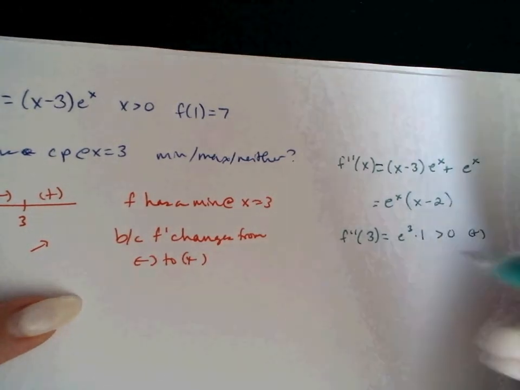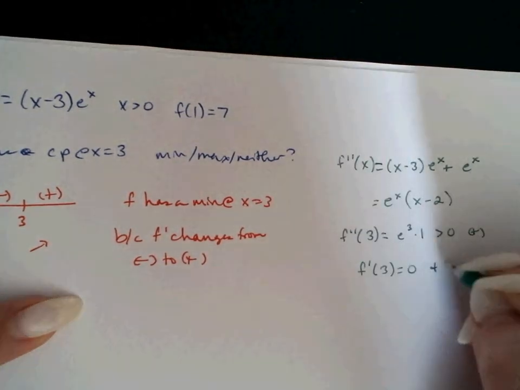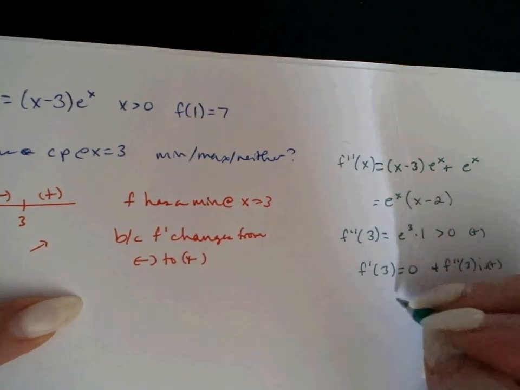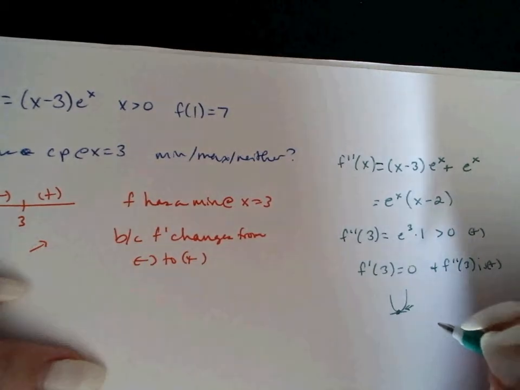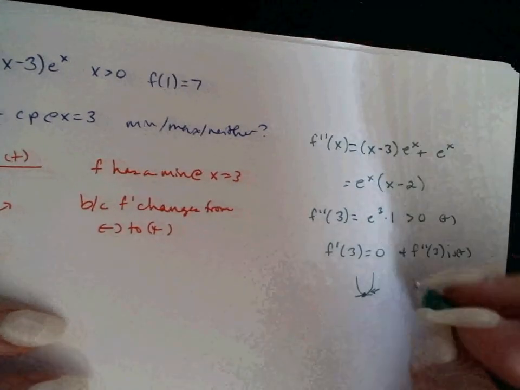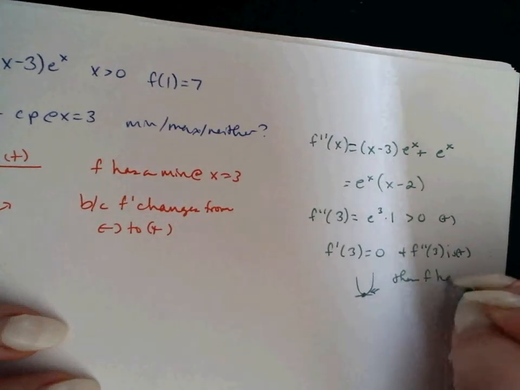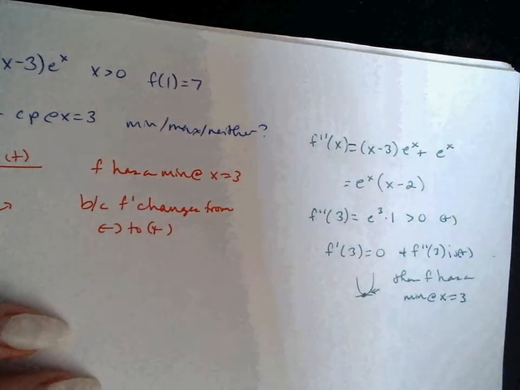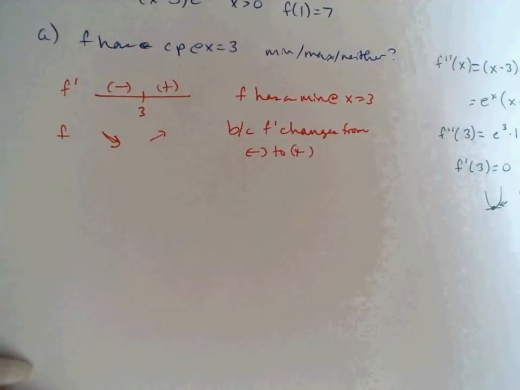If f prime at 3 equals 0 and f double prime at 3 is positive, then at that point you have your minimum because you're concave up and you have a slope of 0. Then f has a min at x equals 3. So just a reminder of what the second derivative test for extrema is. Okay, and that's all we need to do on that part.